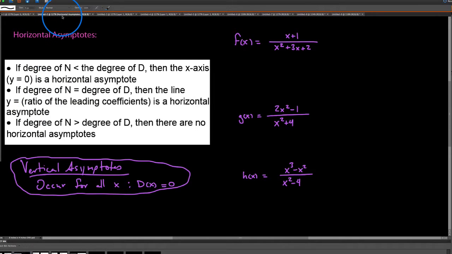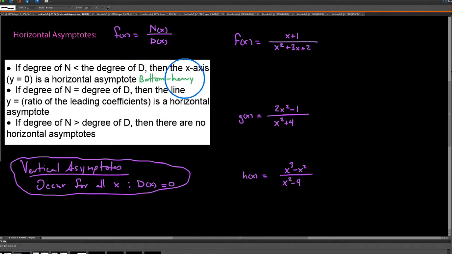When it comes to horizontal asymptotes, though, I've got 3 little bullet points we need to memorize here or pay attention to. Essentially we say if the degree of n is less than the degree of d, then the x-axis, or y equals 0, is the horizontal asymptote. Remember that we're talking about a function where we have a numerator polynomial over a denominator polynomial. So if the degree of n is less than the degree of d, that means the degree is bigger on the bottom, or we say it's a proper fraction. Then the x-axis is always going to be our horizontal asymptote. We're going to refer to this as the bottom-heavy situation, bottom-heavy.